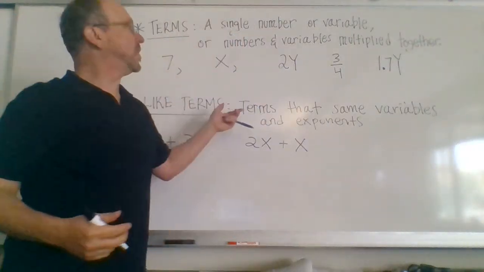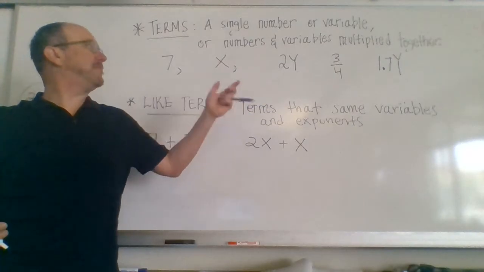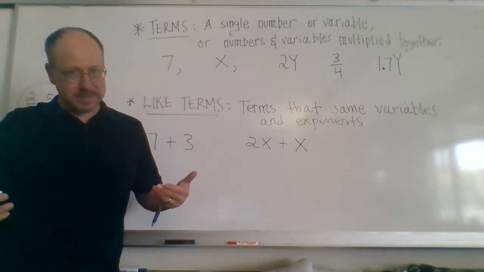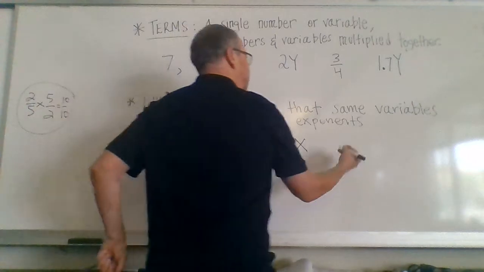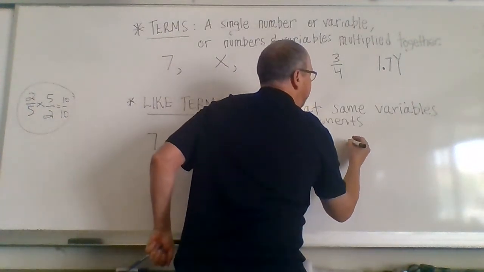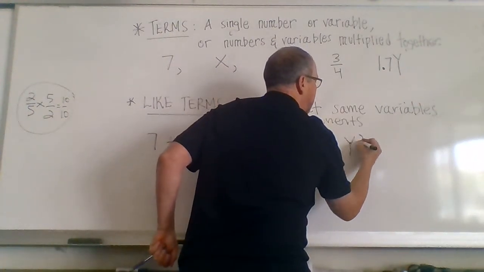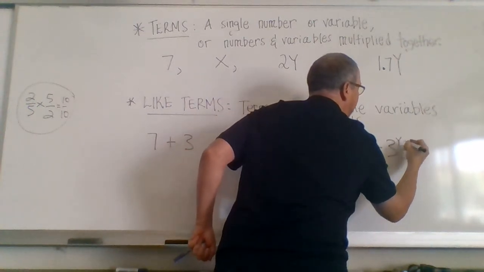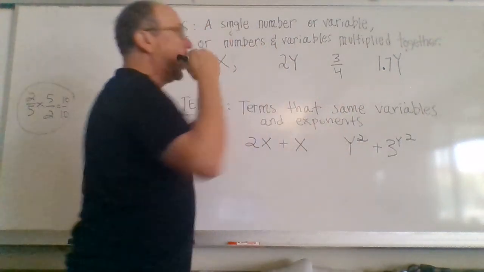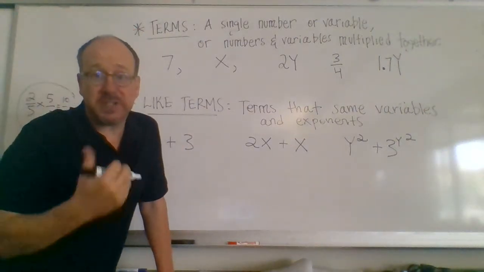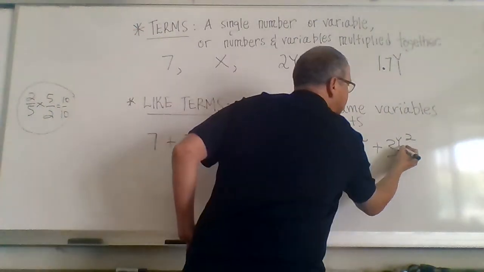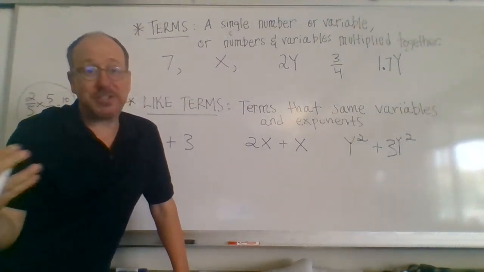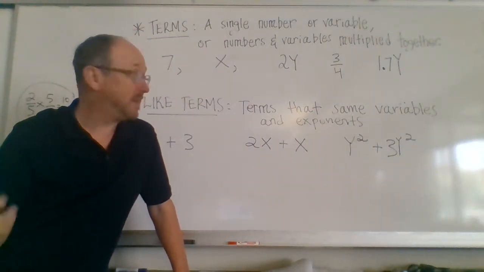Now, like terms are terms that have the same variables and exponents. So let's look at that. If you had y squared plus 3y squared, those would be like terms. They share the same variable, and they share the same exponent.